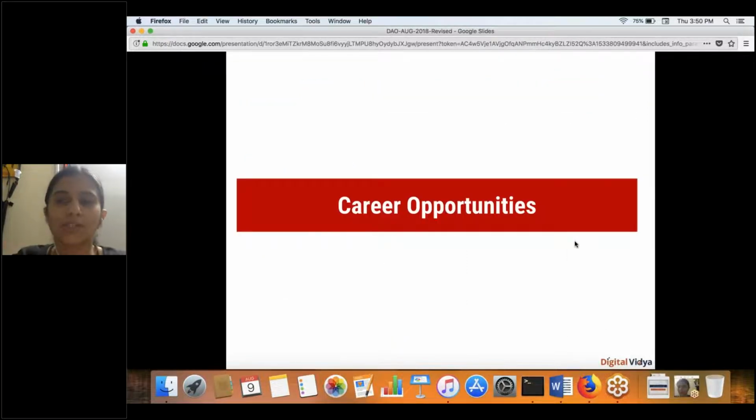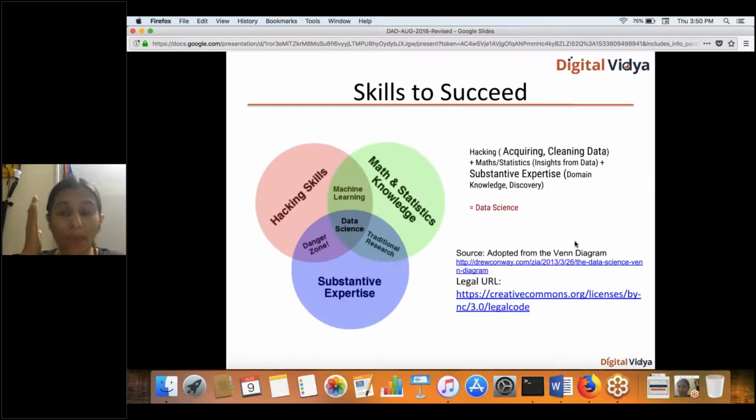So now you've looked at the tools landscape, and I hope it's quite evident where the roadmap is. So let's summarize the skills which are needed to succeed in becoming a data analyst or a data scientist. These three circles in the Venn diagram really come together.